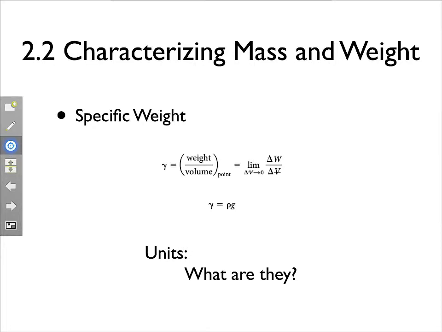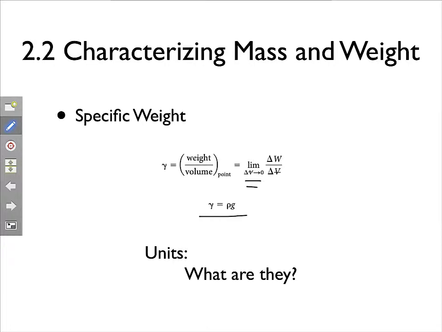Instead of the mass, it's the weight over the volume. And again, I would caution you that if we let our volume go to 0, we're probably violating the continuum assumption. But in any case, we're not going to worry about that. Gamma actually has a factor of g in it. What are the units? You can figure that out.